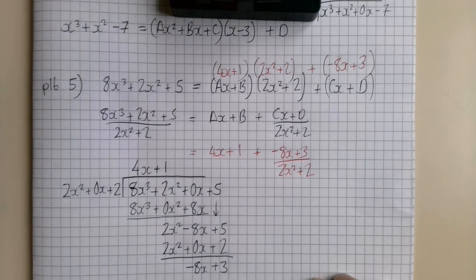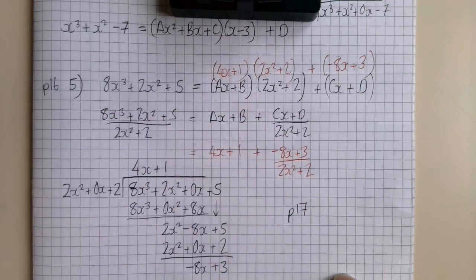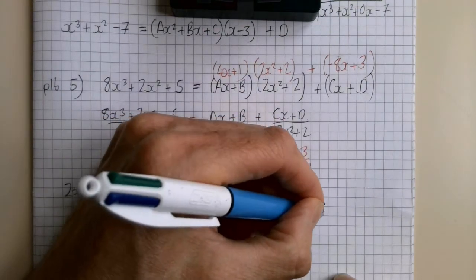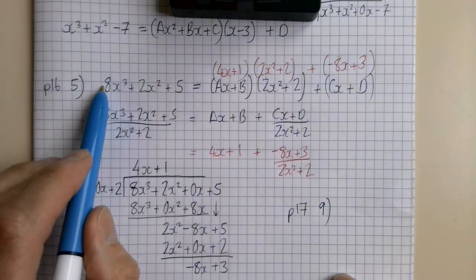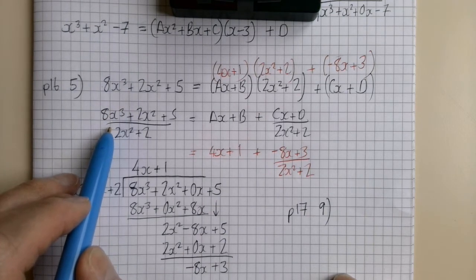So while we've got that page open in the textbook, it's actually on the facing page, have a go at page 17 and question 9. That again is written in this form here, but I would turn it into that form there first. Pause and come back when you've had a go at that one.